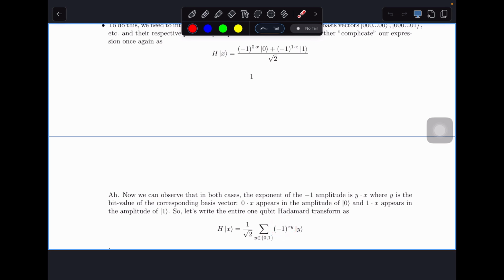We take the 1 over square root of 2, we move that to the front. We've got an input value x, and that's just going to be the sum over all possible basis states y with an amplitude of minus 1 to the x times y.